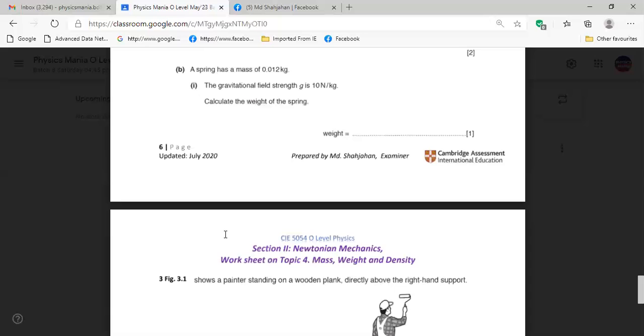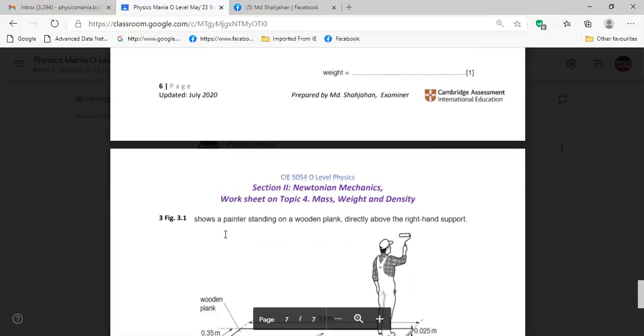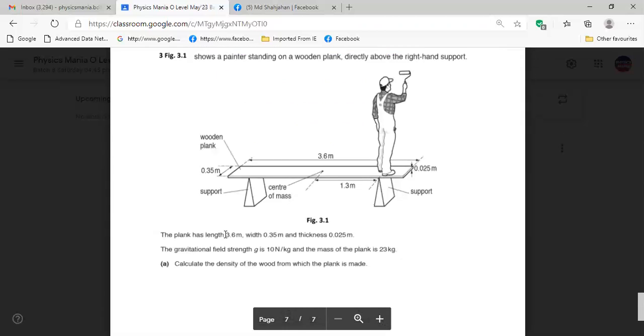It's very easy, right? It's 0.12 newtons. 0.12 newtons. Very good. Then this one.